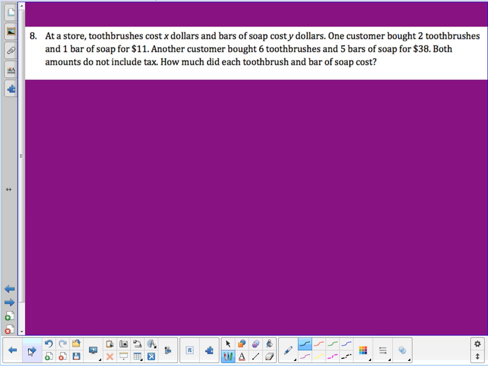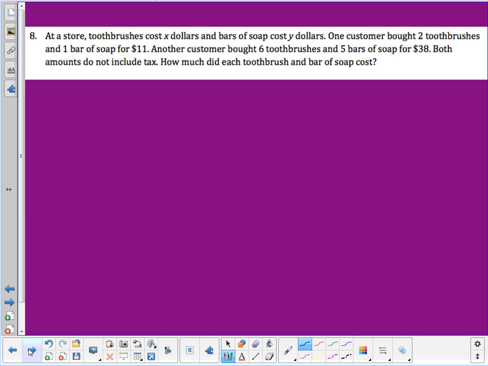I'm looking at number 8. It says at a store, toothbrushes cost x dollars and bars of soap cost y dollars. One customer bought 2 toothbrushes and 1 bar of soap for $11. Another customer bought 6 toothbrushes and 5 bars of soap for $38. Both amounts do not include tax. How much did each toothbrush and bar of soap cost?